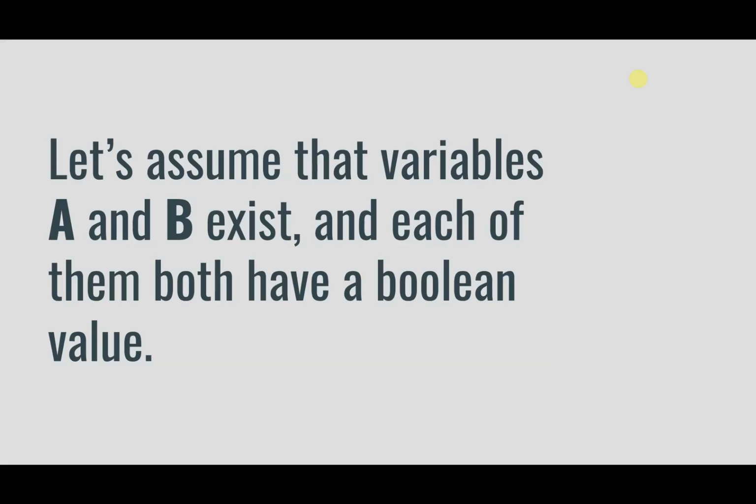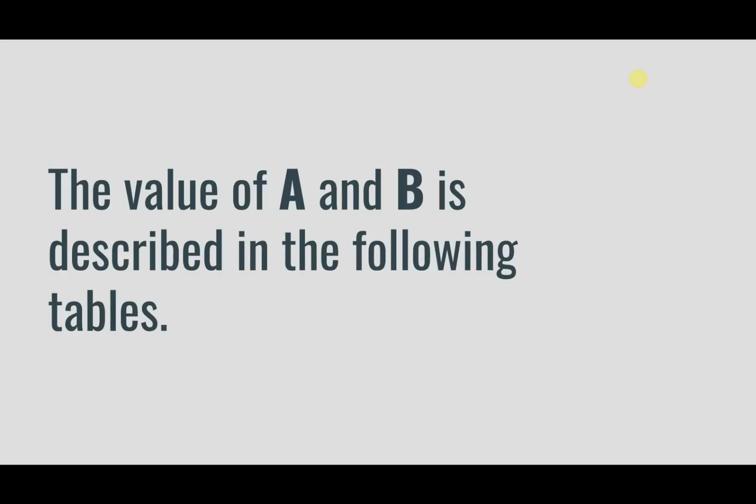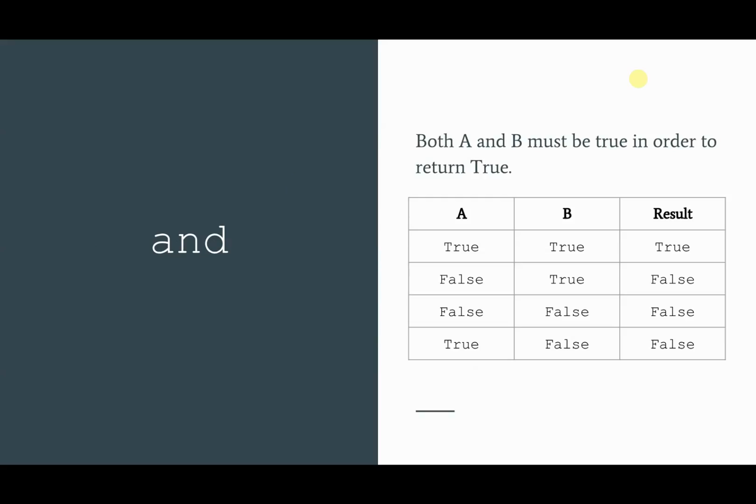So let's assume that variables a and b exist and each one of them holds a Boolean value. The value of a and b is described in the following table. So we have a in the first scenario to be true and we have b to be true. In order for the and logical operator to work, both a and b must be true. So if a is true and b is true, you're going to get true. If a is false and b is true, you're going to get false. If they're both false, you're going to get false. And again, if a is true and b is false, you're also going to get false.